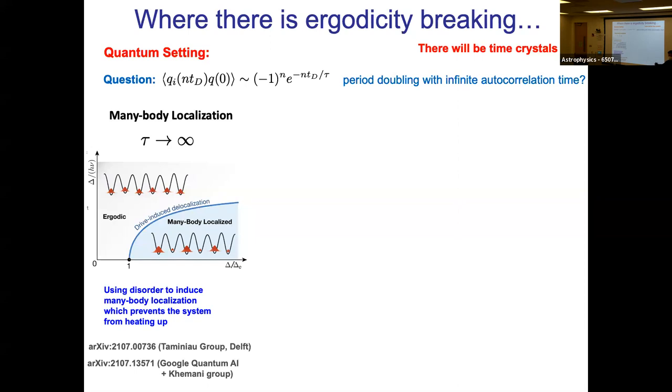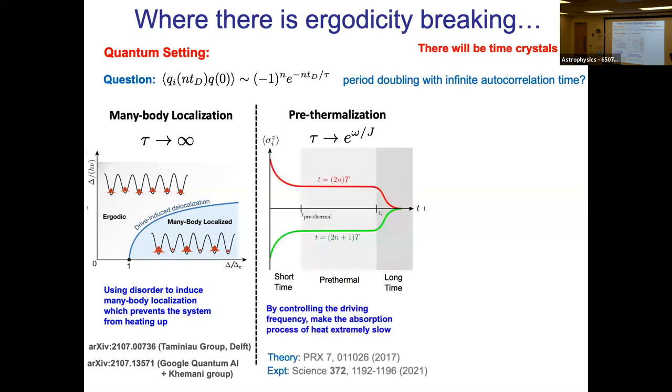And this is precisely why when you periodically shake such a system, it's very difficult for that system to absorb energy, because once it absorbs a single photon's worth of energy, it's hard to redistribute that photon's worth of energy over the entire system. So in this context of periodic driving, many-body localization, when it's stable, can prevent the system from heating up. And there are some really nice recent experiments from both Delft and Google Quantum AI in collaboration with Vedika's group, looking at the physics of such a many-body localized time crystal.